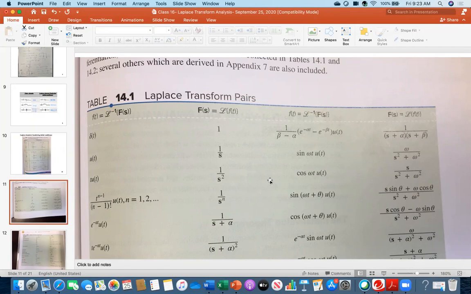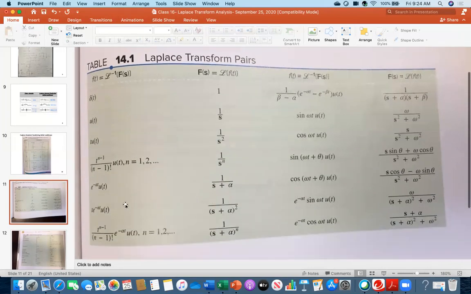You are allowed to use this. Initially, you don't need to memorize. So, for example, if your input function in the circuit is delta t, that is called the impulse function. Delta means it has a value only at the 0 point. Before 0 and after 0, there is no value. So its Laplace transform is always 1. Similarly, if it is u(t), it is 1 over s; for t u(t), it is 1 over s squared.